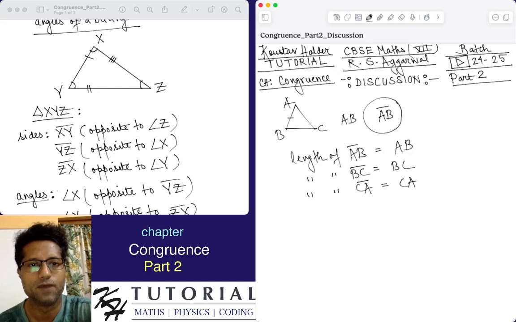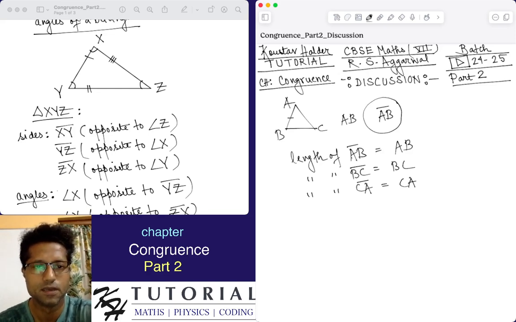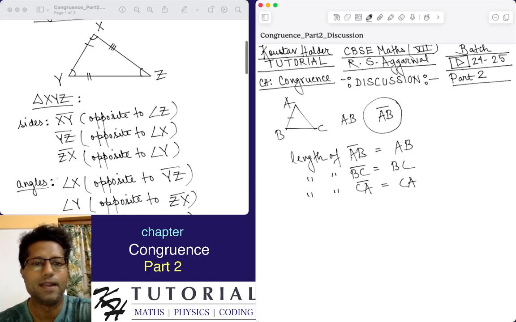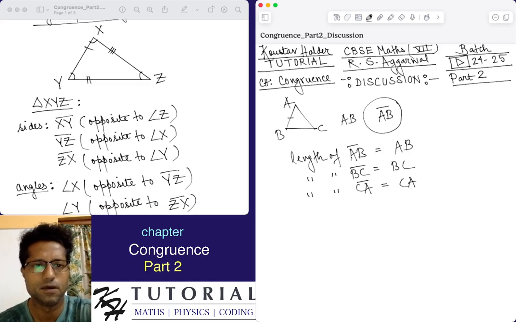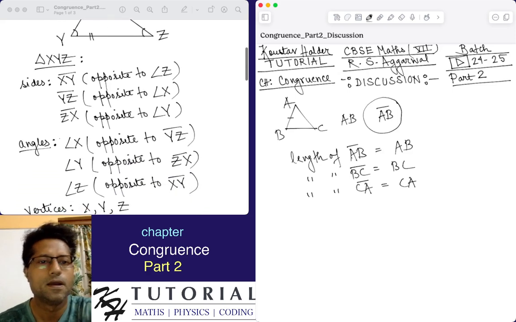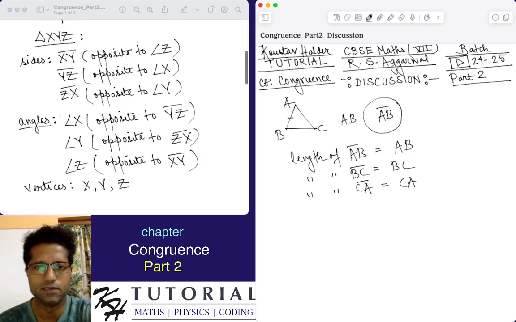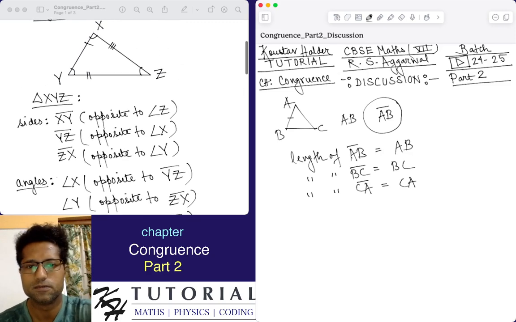and this side XY has the opposite angle Z, that is the letter remaining apart from X and Y. Similarly, the next side will be YZ, and its opposite angle will be angle X, and the third side will be ZX, and its opposite angle will be Y. So if I name this triangle XYZ, we have the sides XY, YZ, ZX, and the angles are named by the letters of the vertices, that is X, Y, Z.